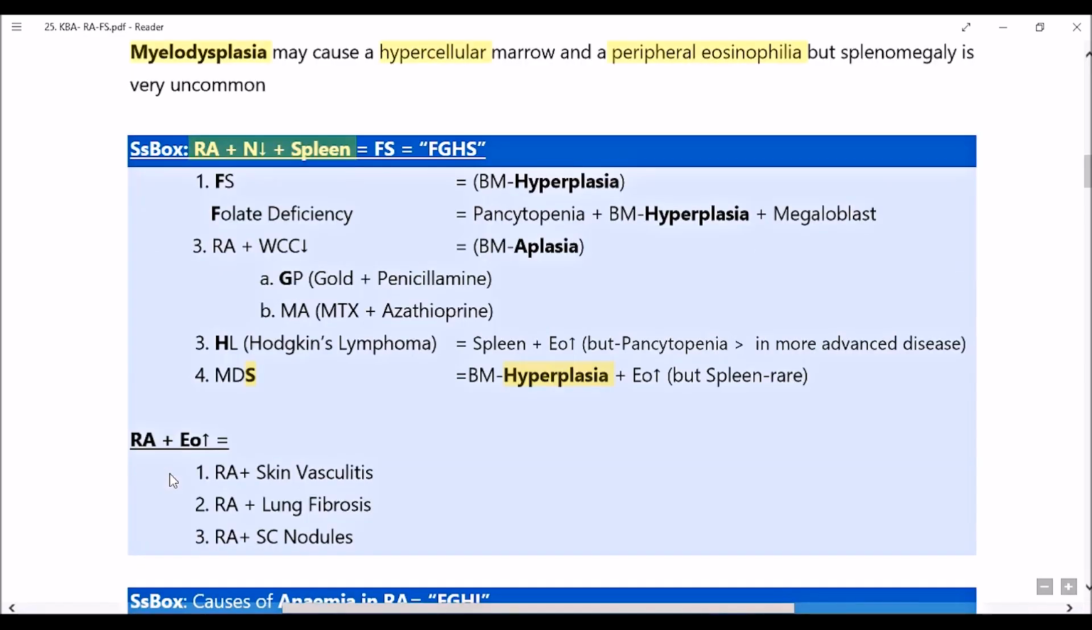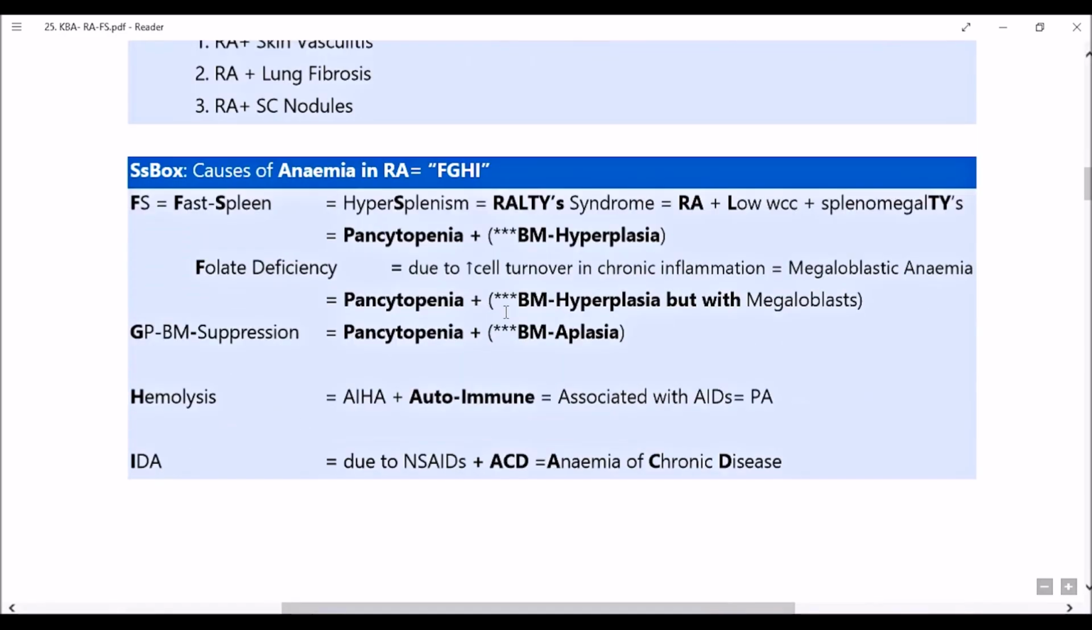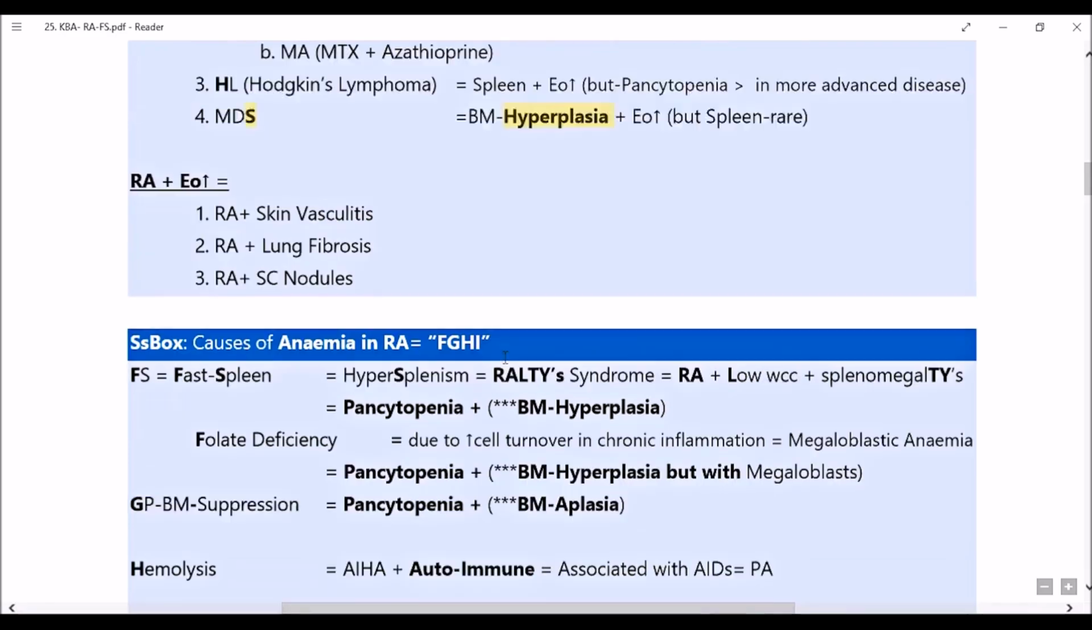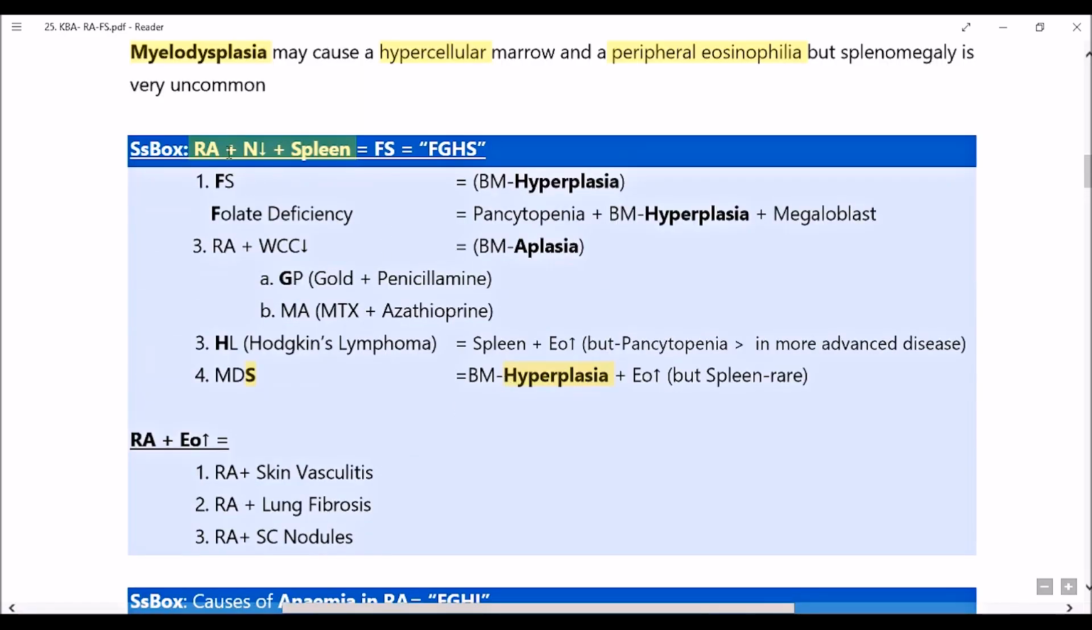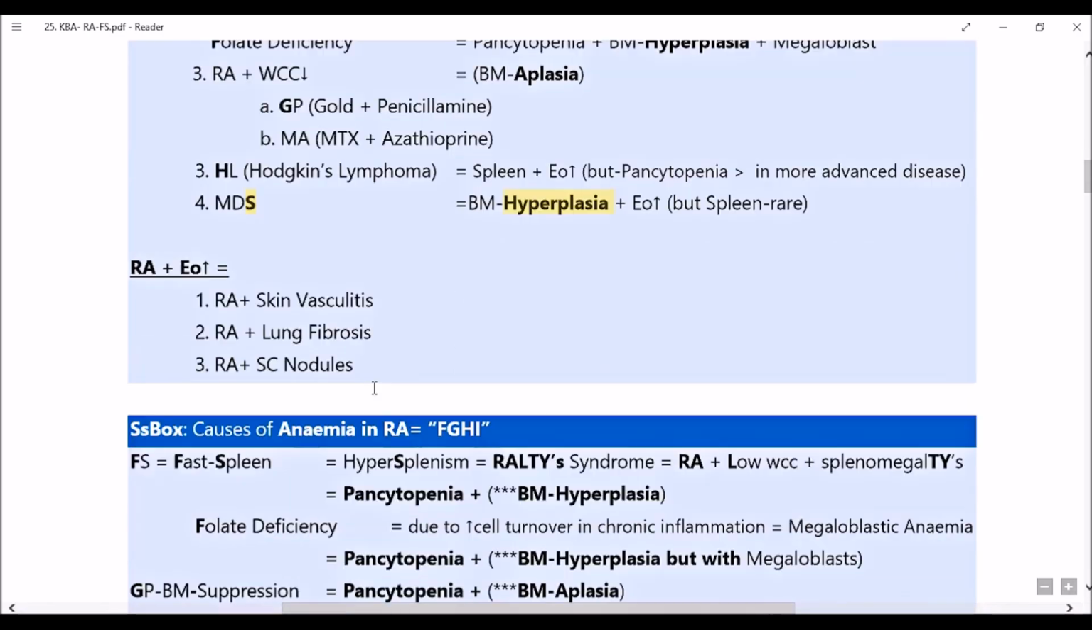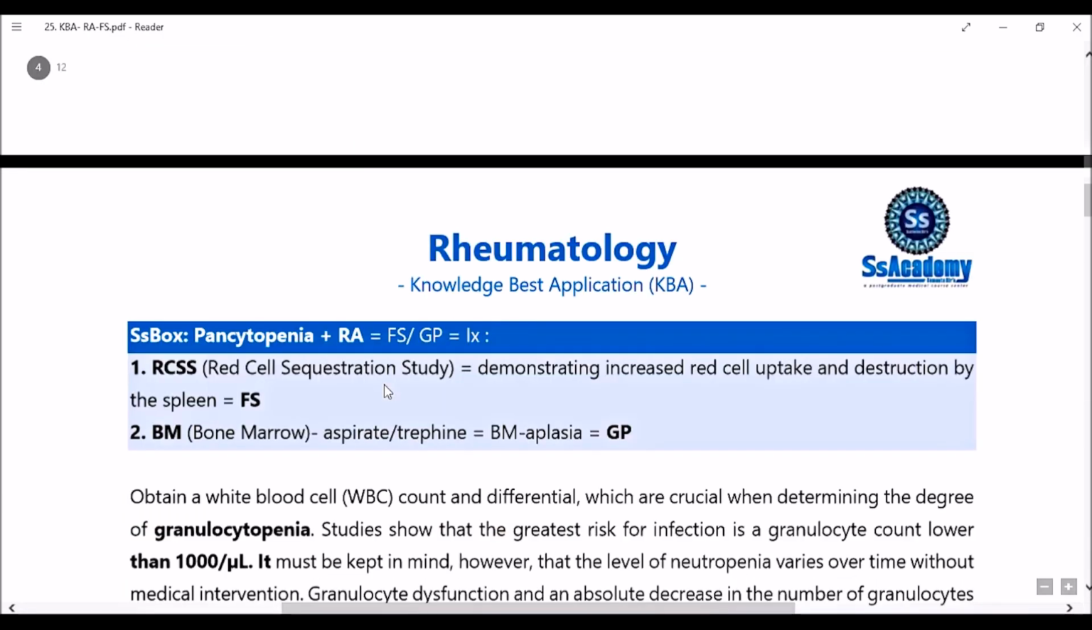So the causes of anemia in rheumatoid arthritis are FGHI. F for Felty syndrome, F for folate, G for GP, H for hemolysis, and I for iron deficiency anemia. But in contrast, RA with neutropenia with the spleen is once again the FGHS. Next, talk about pancytopenia with rheumatoid arthritis. Of course, we start with the FG, meaning the Felty syndrome, and also GP.